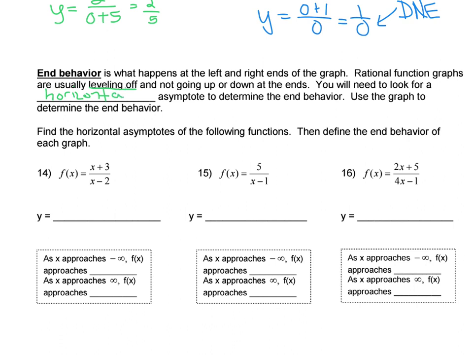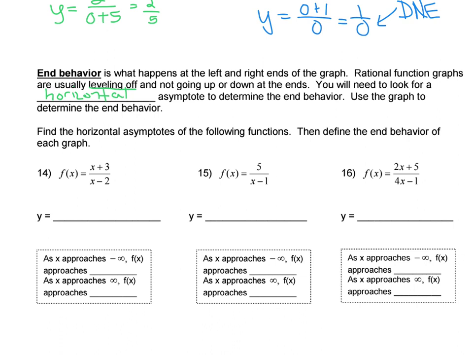So if you have a horizontal asymptote, you have the answer to your end behavior. You can use a graph, you can use an equation, either one will work. If you see a horizontal asymptote on a graph, that's the same as your end behavior. I'll show you how to write that in a second. If you find it from looking at an equation, it's the same thing. So for 14, 15, and 16 here, I know that the numbers have repeated themselves, this should actually be 17, 18, 19, but we can get over that.